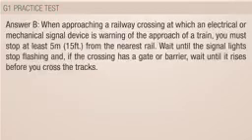Answer B. When approaching a railway crossing at which an electrical or mechanical signal device is warning of the approach of a train, you must stop at least 5 m (15 feet) from the nearest rail. Wait until the signal lights stop flashing and, if the crossing has a gate or barrier, wait until it rises before you cross the tracks.